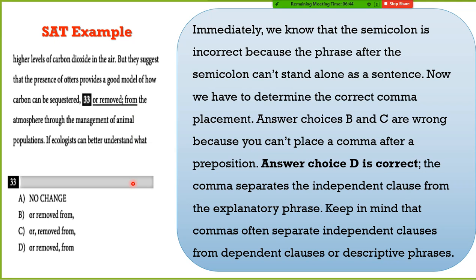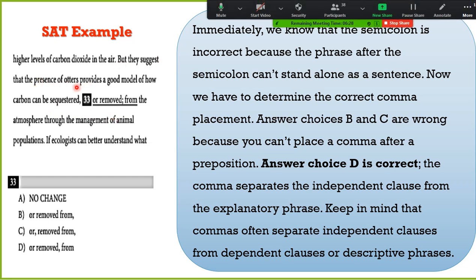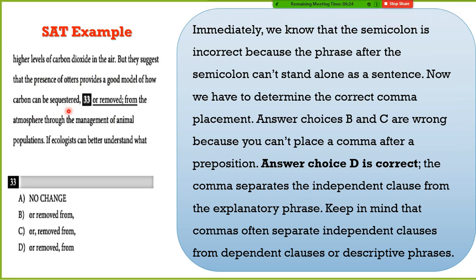Okay. No. It's not B. Look at what is before the semicolon. Can what is before the semicolon stand by itself? No. Just read it. But they suggested that the presence of other provides a good model of how carbon can be sequestered or removed. And then we have "from". So this something here has interrupted the sentence. So what is before the semicolon is not a complete sentence. This is number one.